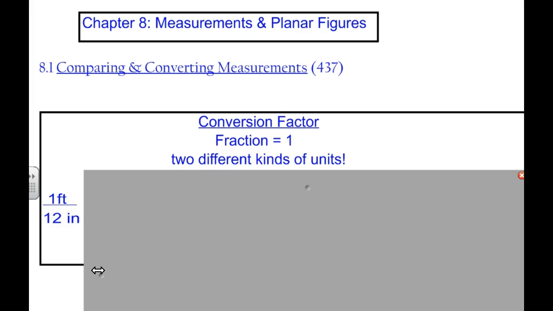1 foot over 12 inches. Does 1 foot equal 12 inches? Yes. Then this equals 1. Isn't that interesting? Conversion factors equal 1, but they look different. They have different numbers, which just makes it tricky, right?